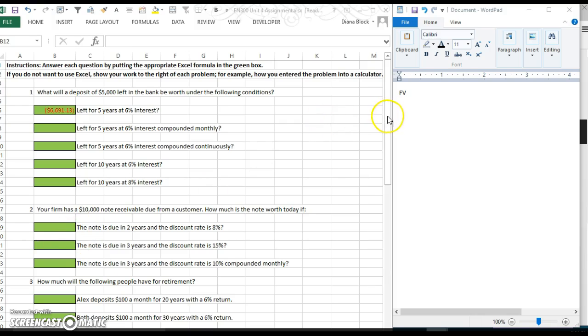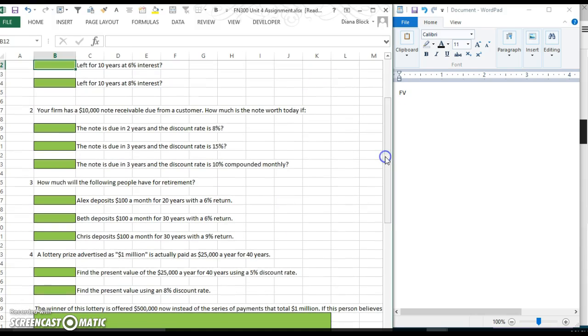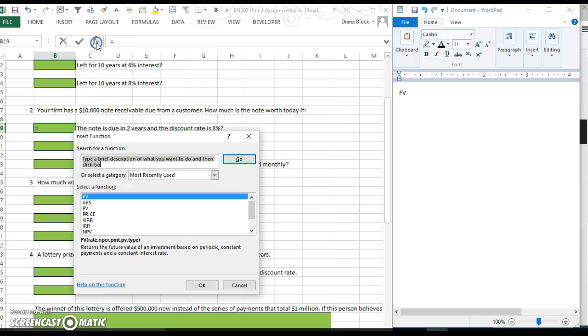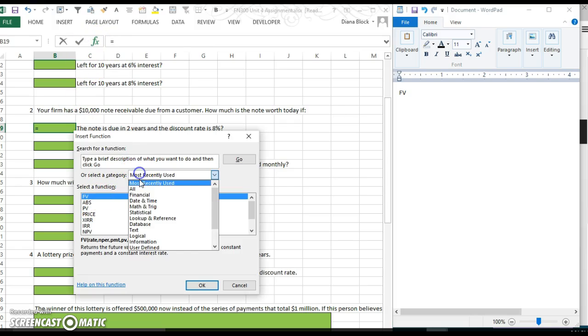Now, the next section, you're going to use the present value function. This firm has a $10,000 note receivable from a customer. So they're going to receive this money in the future, $10,000. We need to find out how much it's worth today based on information that we're given. So, for example, the note is due in 2 years. The discount rate is 8%. So we're going to get $10,000 in 2 years. We need to know how much it's worth today. You're going to use the present value function.